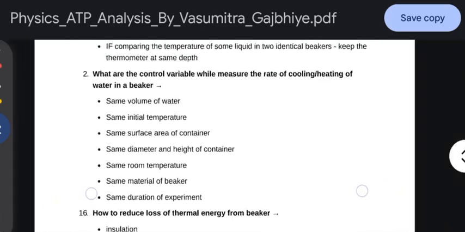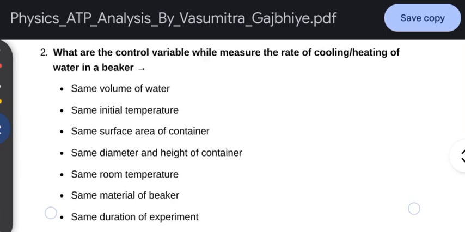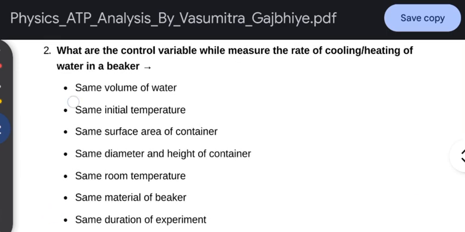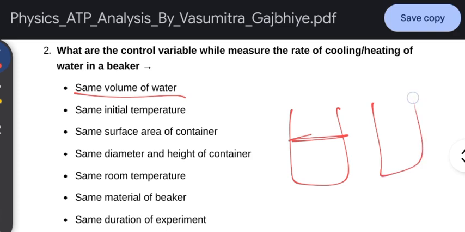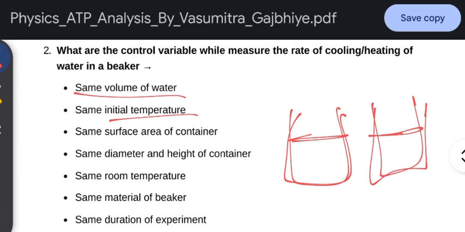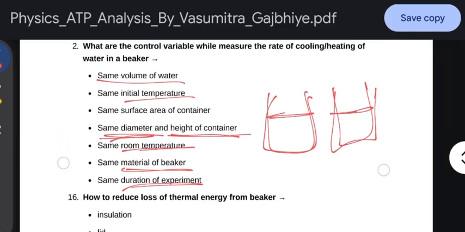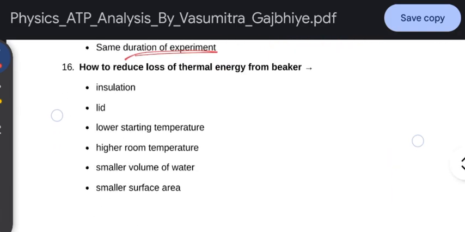What are the control variables when measuring the rate of cooling or heating in a beaker? Of course, you need to use the same volume of water. Okay, when you put the beaker, it should be with the same volume of water, the same initial temperature. The surface area of the container matters a lot, because according to surface area, it can lose a different amount of heat or gain a different amount of heat. It should be the same diameter and height of the container, same room temperature, material of the beaker, and duration of the experiment. Please learn all these tips and points.